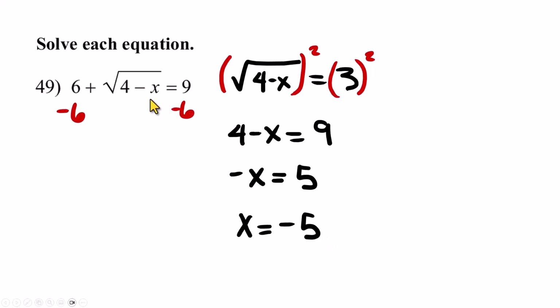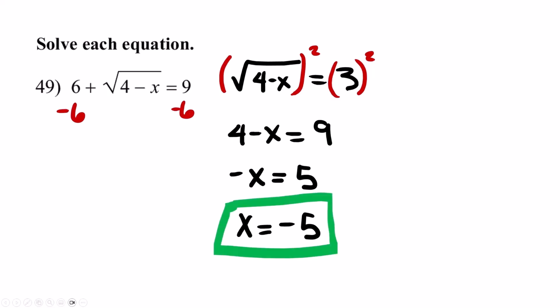If you can put a negative 5 in here and not get anything blowing up, 4 minus a negative 5 is the same thing as 4 plus 5. You can totally do that. You can take the square root of a 9. It works. Put a box on it.